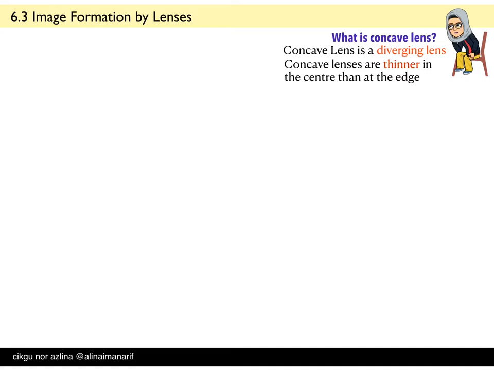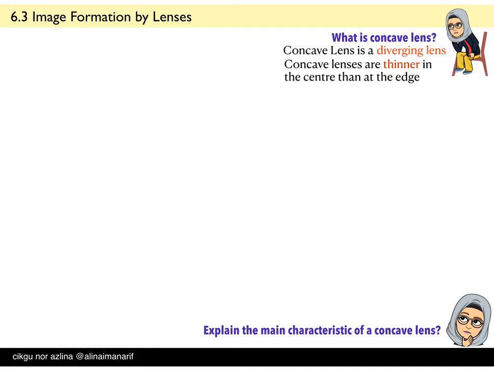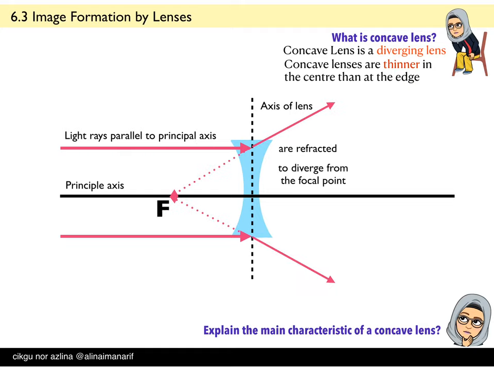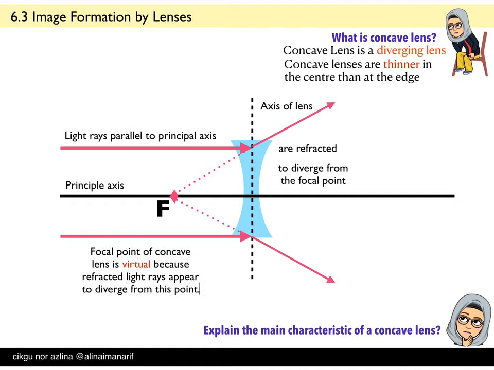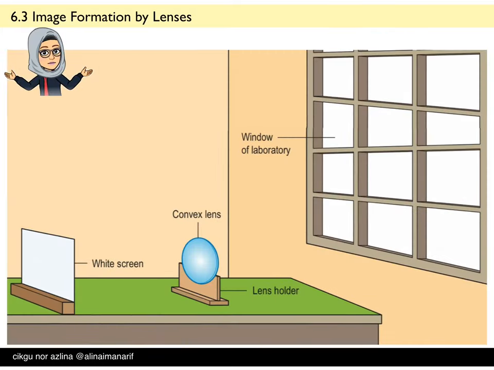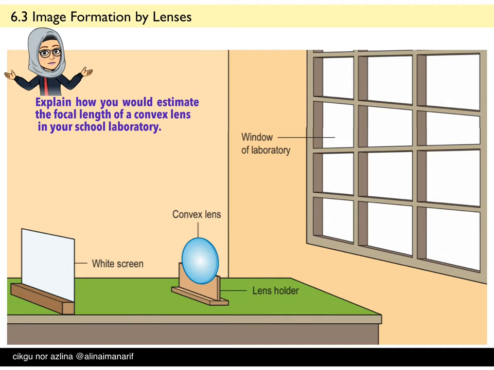What is concave lens? Concave lens is a diverging lens. Concave lenses are thinner in the center than at the edge. Explain the main characteristic of the concave lens. Now, look at the diagram given.